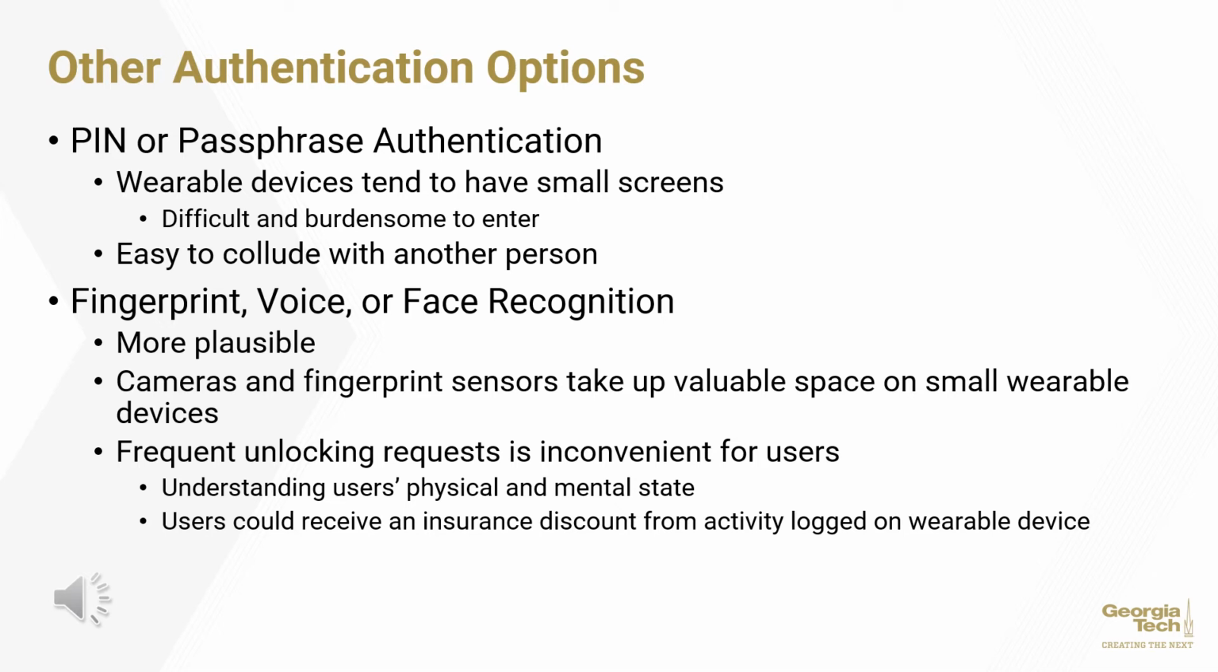Other biometrics can be more useful, like facial or voice recognition or fingerprint sensing. These are probably better than a PIN or passphrase, but the user would still have to be prompted often to authenticate themselves to the device. Plus, something like a fingerprint sensor or a camera takes up valuable real estate on small devices like wristwatches.